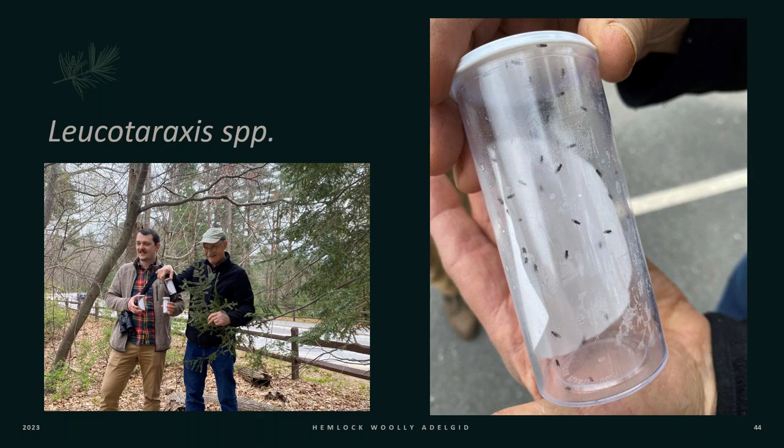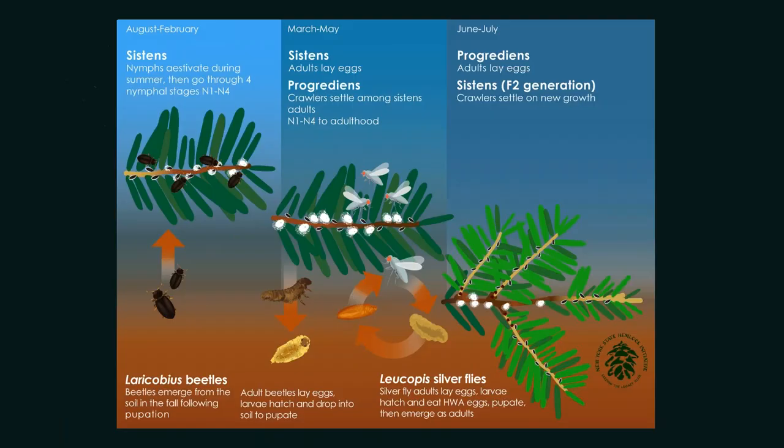The timing that these flies feed is a little bit different than the beetles. So the hope is that by having these multiple species out on the landscape, we can get more to survive, more to be able to feed on the adelgid. And possibly since the flies are active in a different time of year, they might be a little bit better suited to our climate and provide us more long-term control.